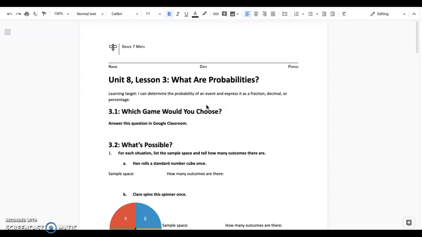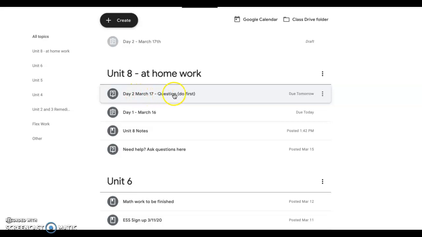What are probabilities? First thing I would like for you to do is to go into your Google Classroom account, and you need to answer this question right here. Day 2, March 17th, question. It even tells you to do this first. So pause the video and go do that.